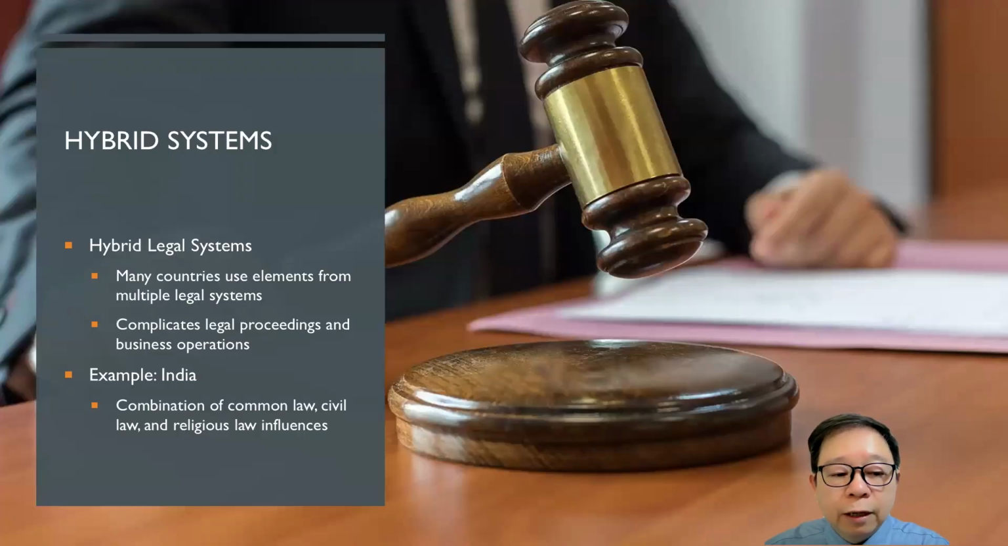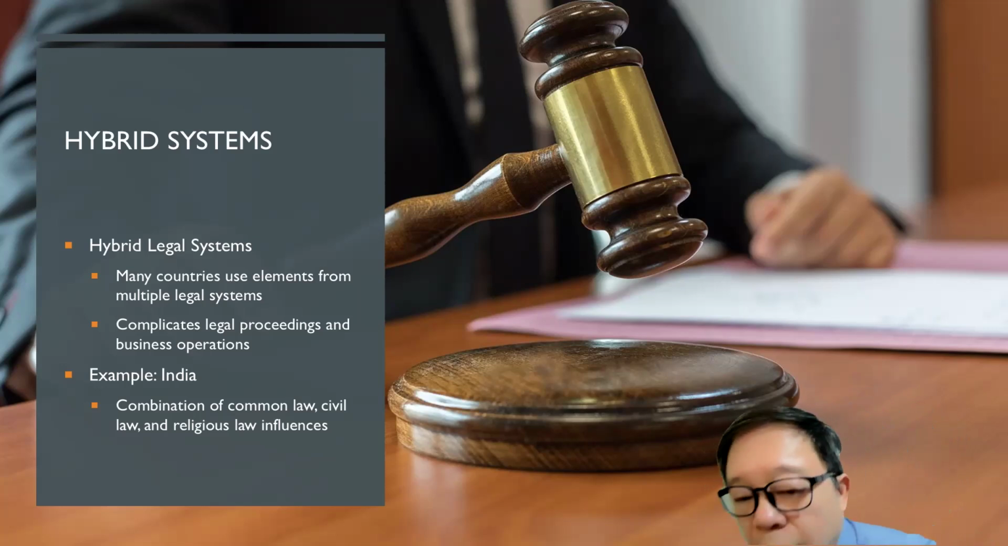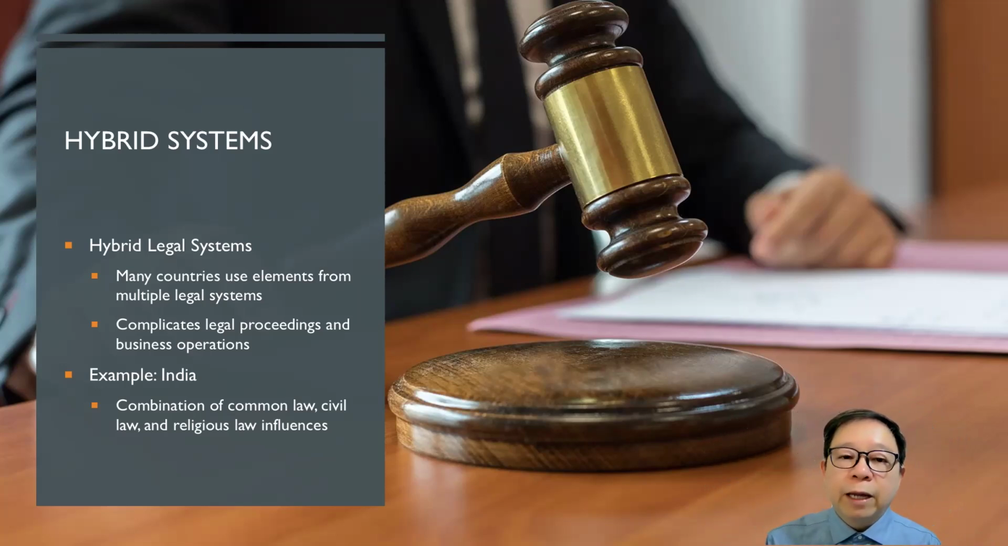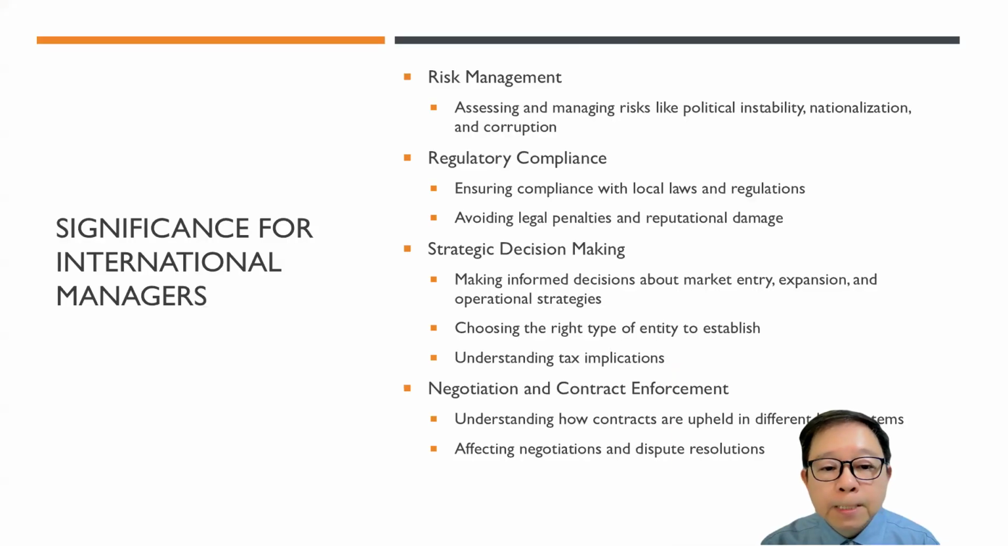So many countries actually apply multiple legal systems. Of course, sometimes it brings complications, right? It complicates legal proceedings and business operations because we don't know in what situation, what kind of legal system they are using, right? So in terms of international management, it makes things a bit more difficult. For example, in India, there's a combination of common law, civil law, and religious law also. So sometimes it can cause a lot of confusion for entrepreneurs. Okay. Yeah. So yes, it's significant for international managers.